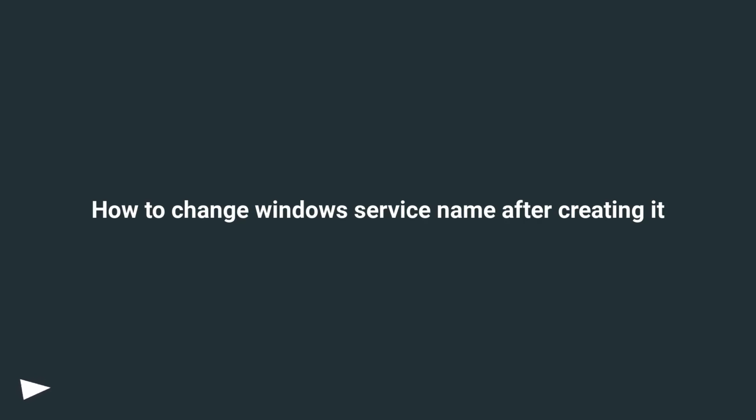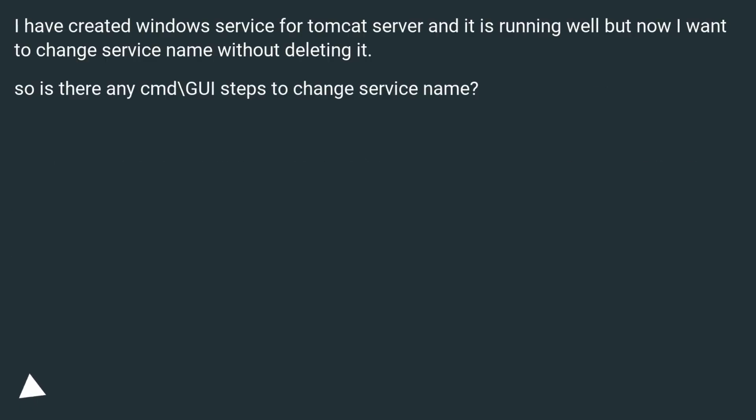How to change a Windows service name after creating it. I have created a Windows service for Tomcat server and it is running well, but now I want to change the service name without deleting it. So is there any cmd/GUI steps to change the service name?